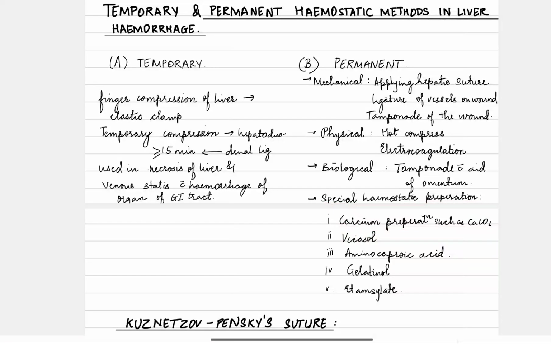It should be calcium chloride. It should not be calcium carbonate. Calcium chloride. Okay. Then vesicole, aminocaproic acid, galatinol, and etamsilate.